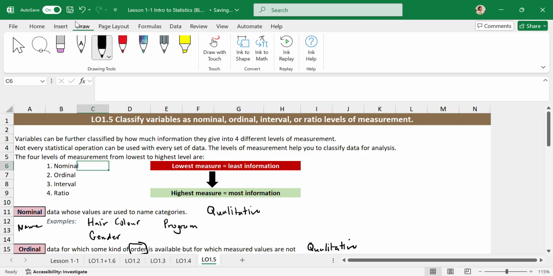In our next lesson, we're going to actually start doing some analysis with data that has been given to you or collected.